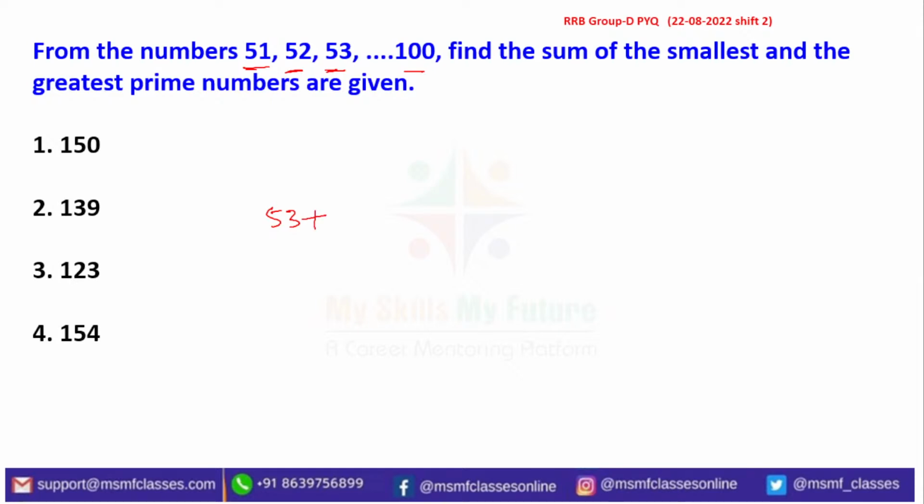Now we look from the last onwards. 100 is not a prime number, 99 is not a prime number, 98 is also not a prime number, 97 is a prime number. So these are the highest and lowest prime numbers. If you add 53 plus 97, we get 150. Option 1 is correct. So next question, shall we move to the next question?